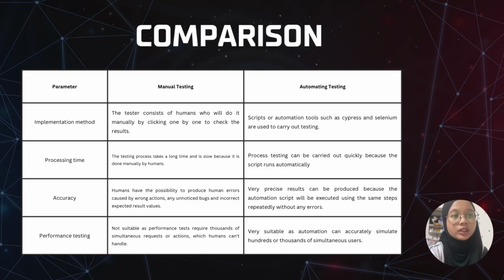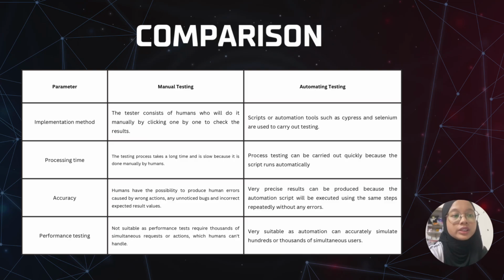For comparison between manual testing and automated testing, for implementation method, the tester consists of humans who will do it manually by clicking one by one to check the result. And for automated testing, scripts or automation tools such as Cypress and Selenium are used to carry out testing. For processing time, the testing process takes a long time and is slow because it is done manually by humans. And for automated testing, the process can be carried out quickly because the script runs automatically.